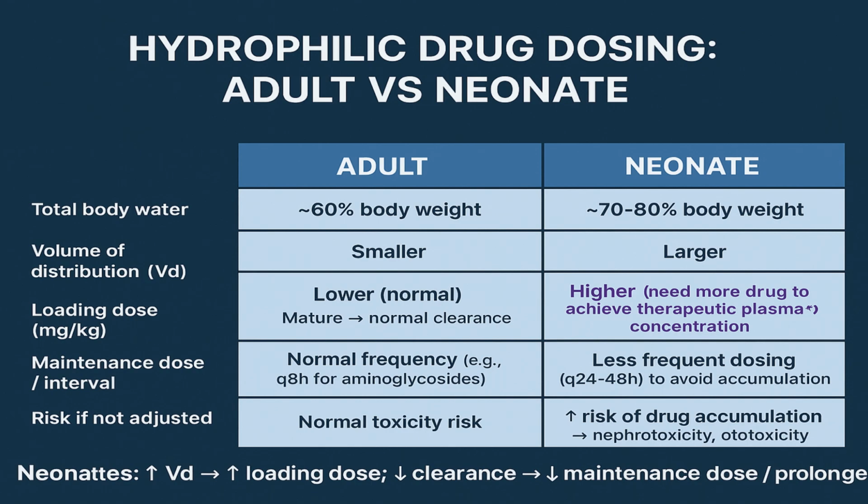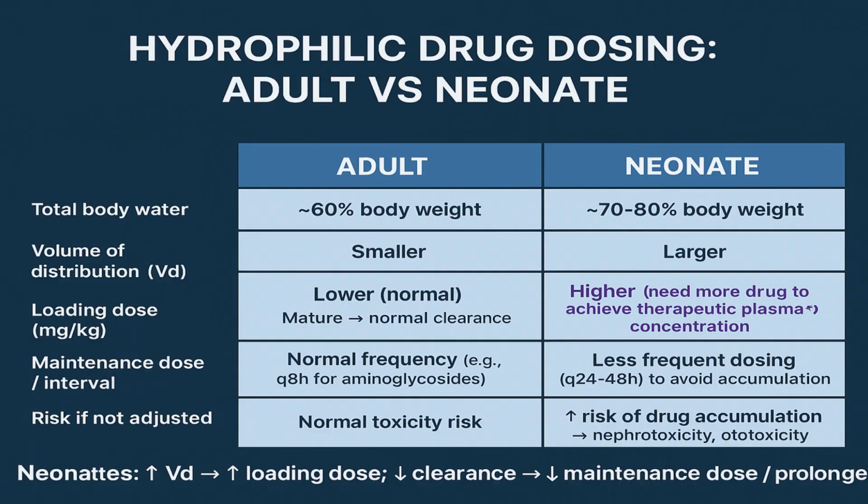Counterintuitively, yes. For hydrophilic drugs like, say, aminoglycosides, that Vd is actually larger in neonates. There's more watery space for the drug to distribute into relative to their size. So they might need a higher dose on a mg per kg basis initially? Often, yes, for that initial loading dose, to fill that bigger relative volume and reach the target concentration. But then things get complicated with metabolism and excretion.